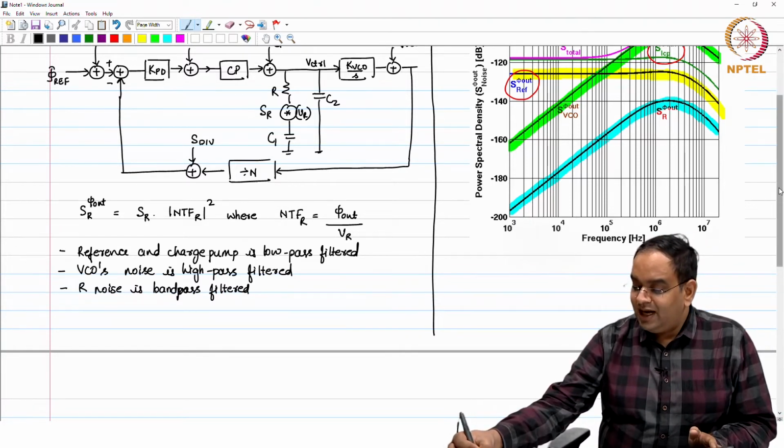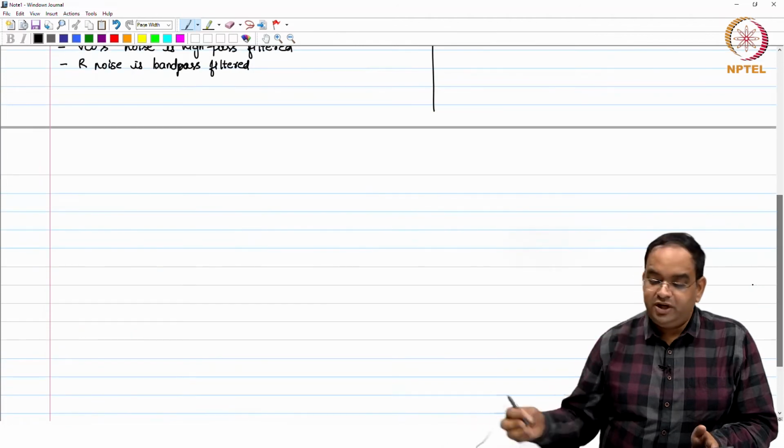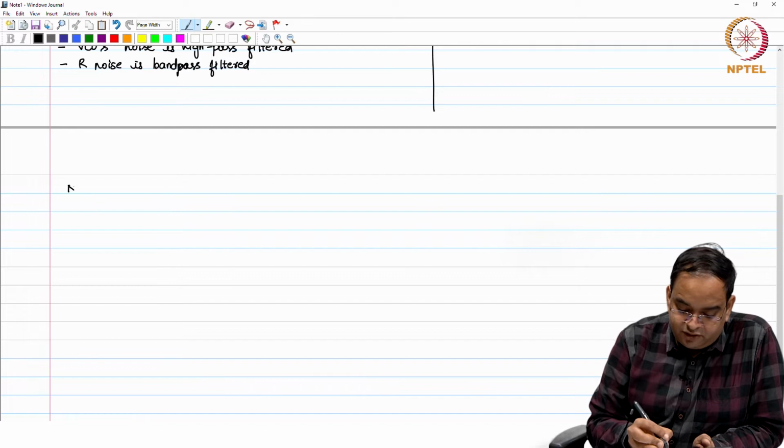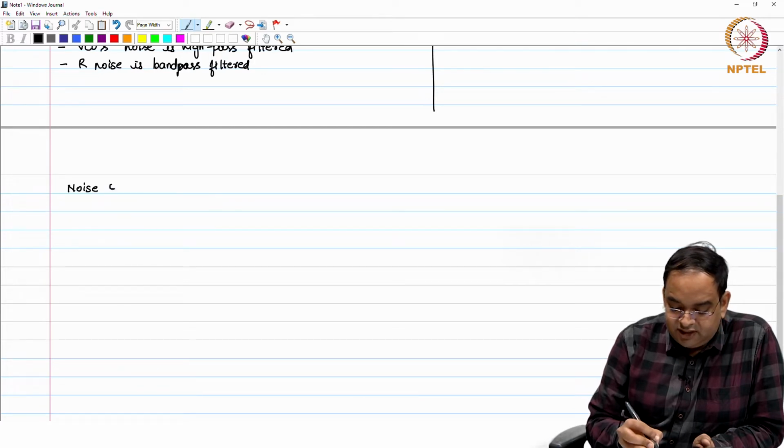So, for that particular reason, what you need to do is the following. The noise optimization procedure starts like this.